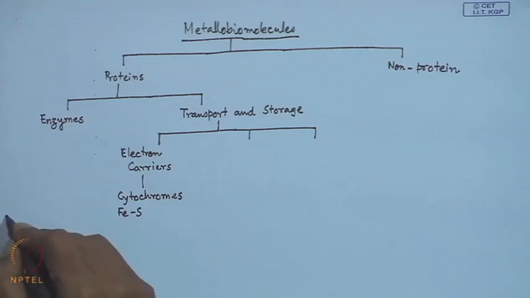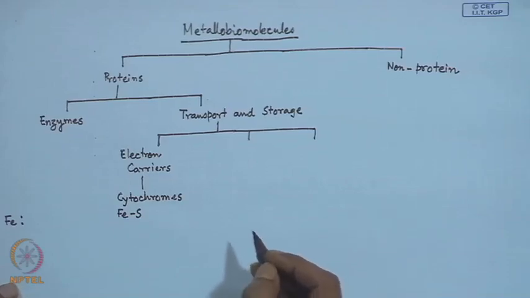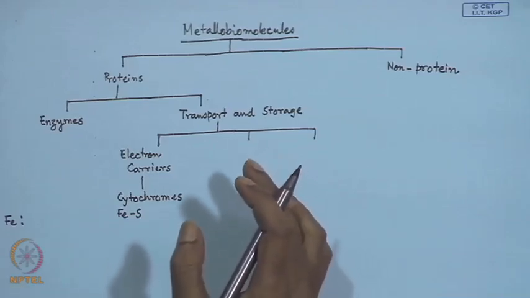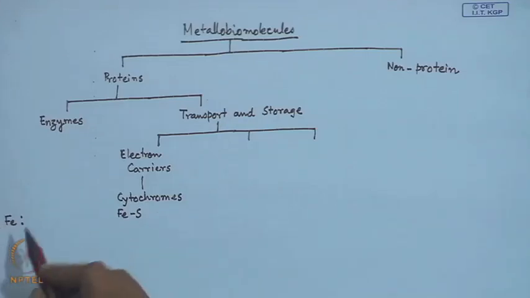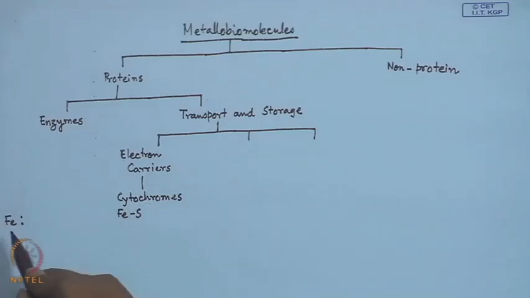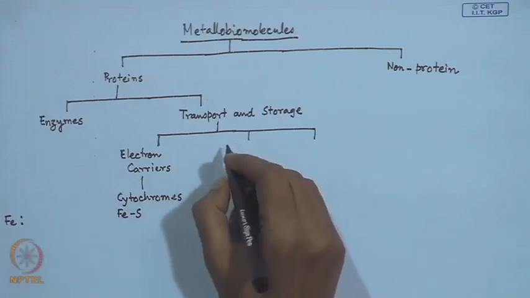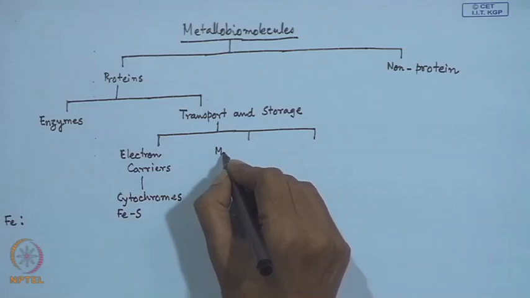So, when you identify these centers, what are your iron sulfur proteins? When the name is there, you can immediately tell that iron is there and sulfur is there, but the metal center present is your iron. For the cytochromes also, you have the iron center present there. And now, the next one is important, and we will start from there.